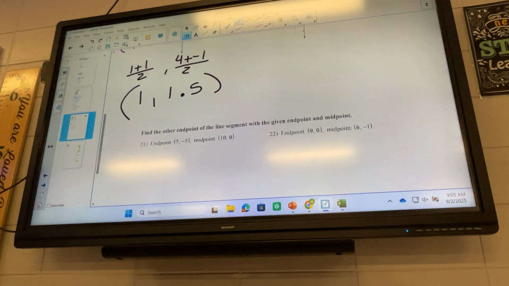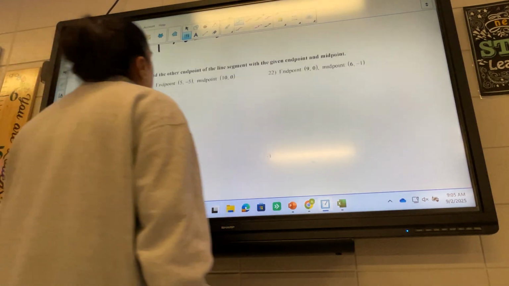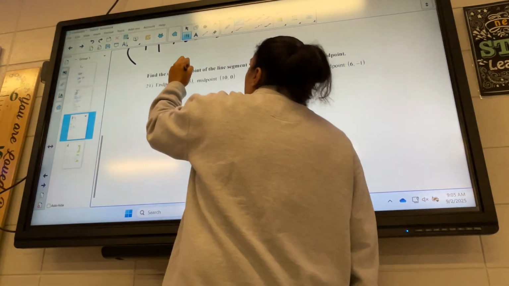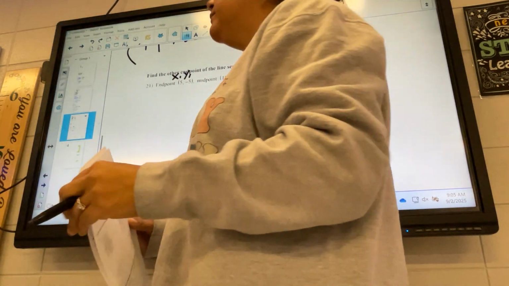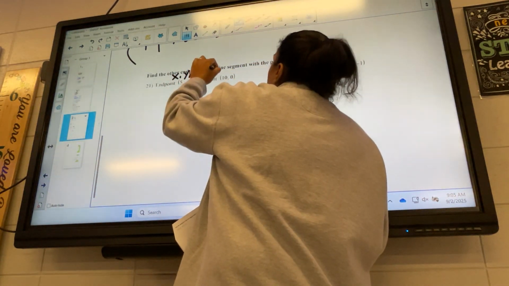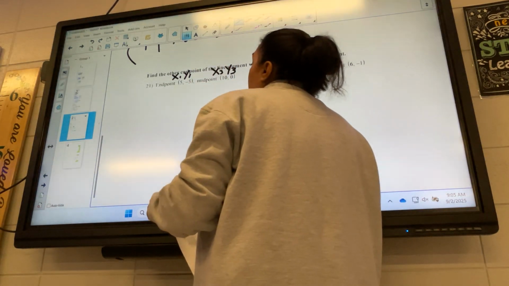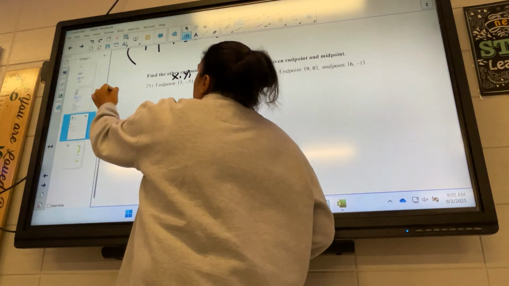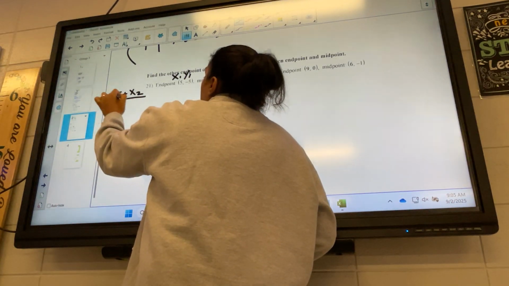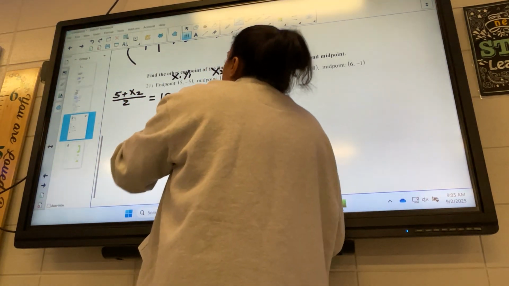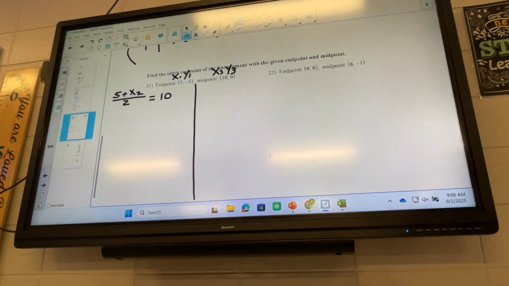We're almost done. So the last long one. Okay, 21 is the endpoint. I just put the formula up there on the board. We do these separately, so we do all the x's and then we do all the y's. I labeled the endpoint x1, y1. What does the midpoint get labeled? x3, y3. So it's going to look like 5 plus x2 over 2 equals 10. And again, save some space because you have to do all this with the y's as well.